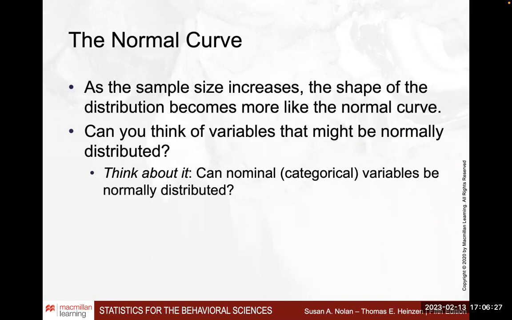Can you think of variables that might be normally distributed? Typically, most interval variables are normally distributed when they have some biologically underlying source. Like blood pressure, cholesterol, all these clinical parameters that I'm seeing in my world, they are mostly normally distributed.